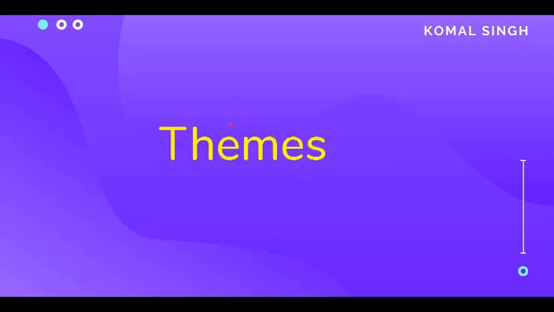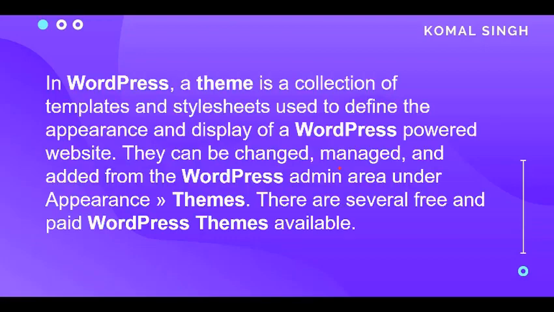What are themes, and why are they used? From the word themes, you have guessed that themes are the look of your website. So let's read what themes are. In WordPress, a theme is a collection of templates and style sheets used to define the appearance. With HTML, CSS, etc., you have to write a minimum of 5,000 to 8,000 lines of code just to get the appearance of your website, using CSS, JavaScript, and many more.